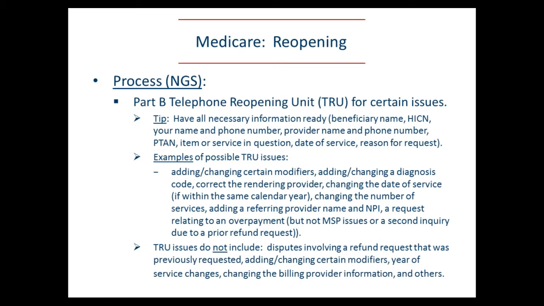You can see here on the slide, some things are quite logical to think of: the beneficiary name, the Medicare beneficiary ID number, who you are, who the provider is, your PTAN number, your Medicare issued PTAN, date of service, reason for the request. And there are certain things that can be handled by telephone in terms of reopenings, and certain things that cannot. So we tried to give you a few examples as a takeaway.